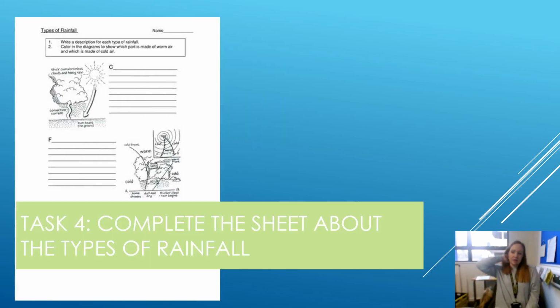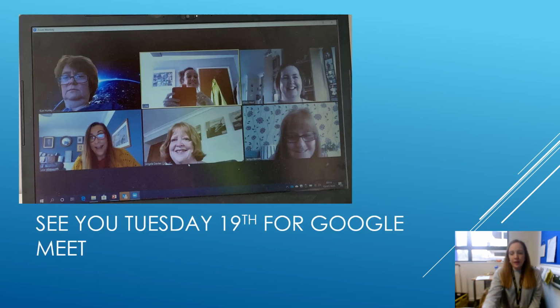Okay, and then the last task is to complete the sheet about the types of rainfall so that you have all of this information in your books as a good recap of what you did at GCSE. I will see you on Tuesday for a Google Meet, but you've got the rest of this lesson and you might need to do some for homework to complete all of the tasks.